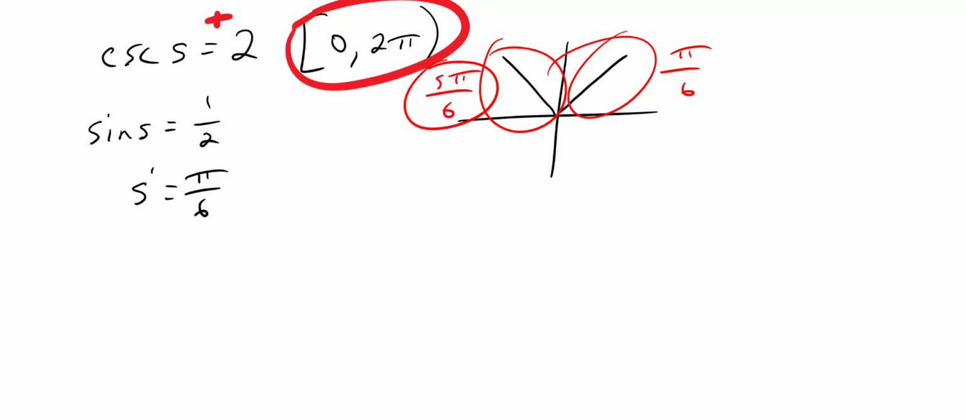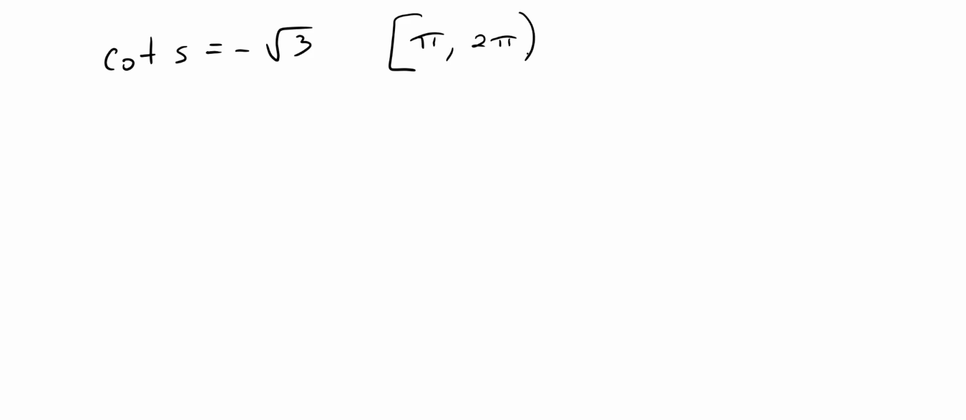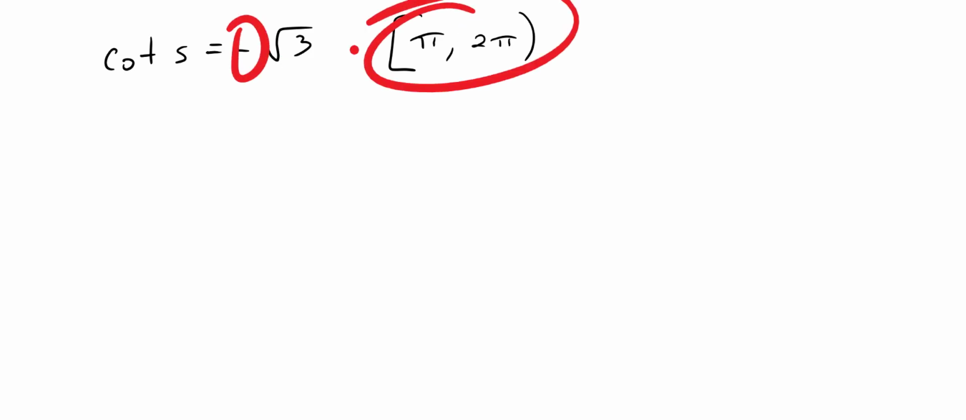Okay, so let's do a cotangent one. All right, so cotangent of S is equal to negative root 3. And this restriction I'm going to say is between pi and 2 pi. So a little bit more restrictive, right? So, again, two things that show restrictions. One is, this is negative, and the other is between pi and 2 pi. So let's sketch a little picture here.